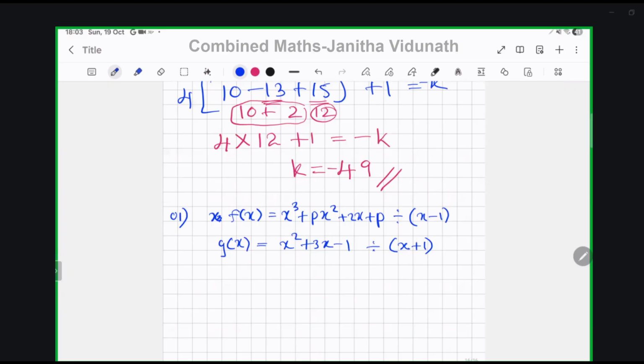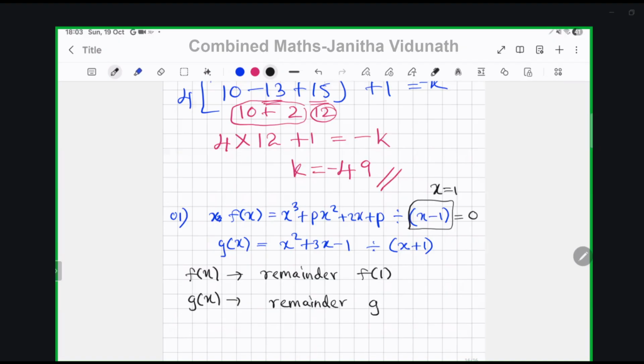Okay. Now they have mentioned that, first we try to find the remainders. From f(x), the remainder is found here. This is our divisor. We need to set it to 0. That means x equals 1. Then the remainder is f(1). From g(x), similarly, we can obtain our remainder as g(minus 1), because we need to set this divisor to 0. That means x equals minus 1.